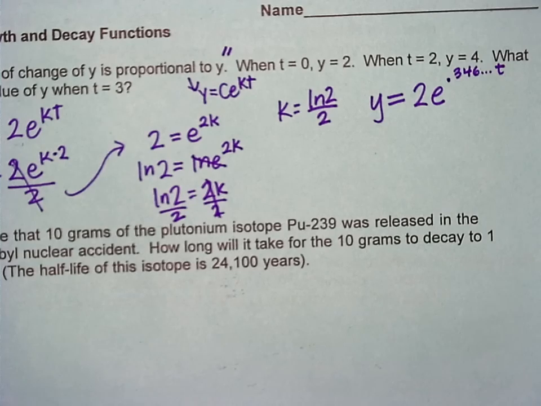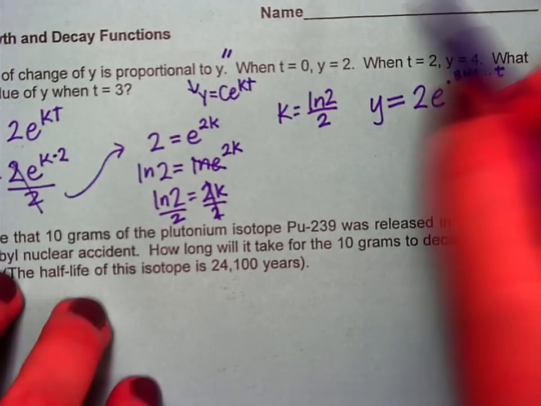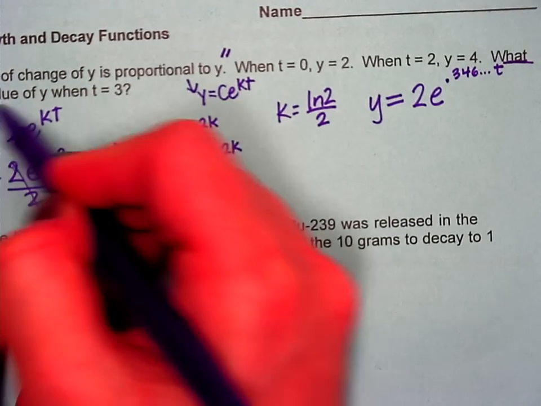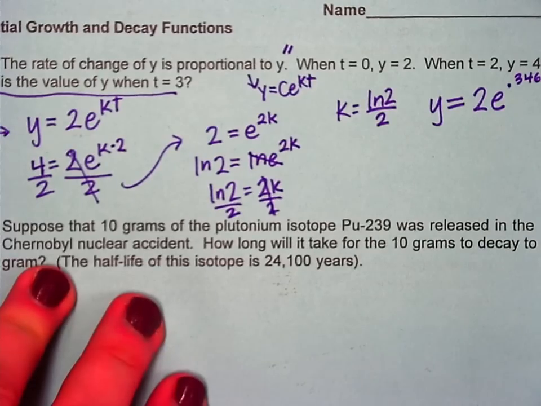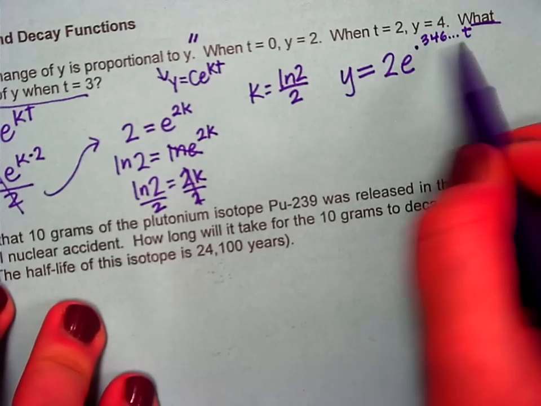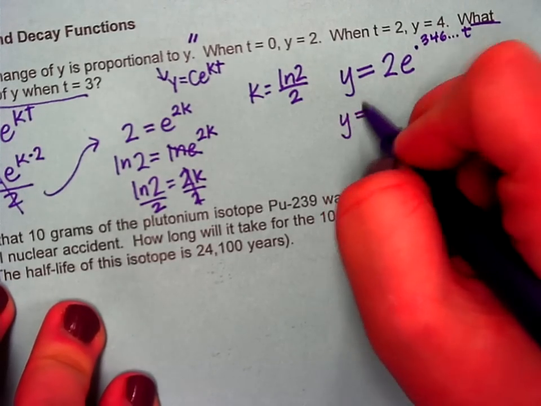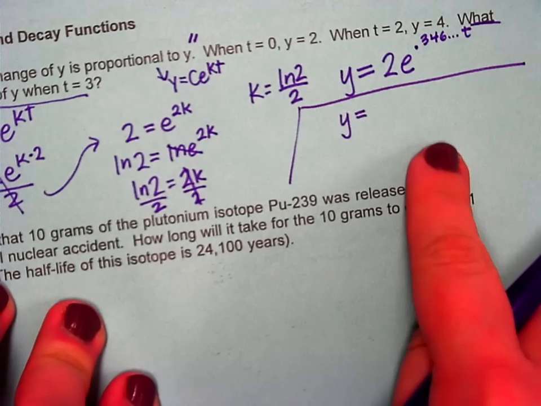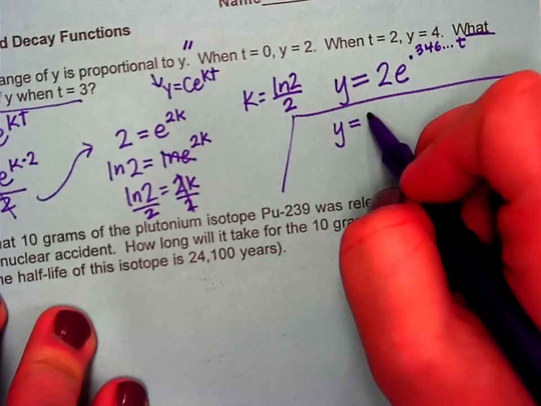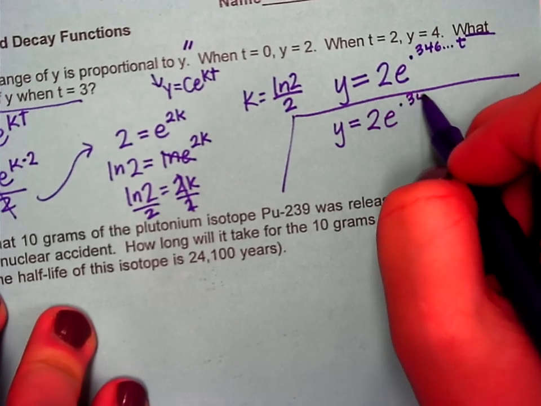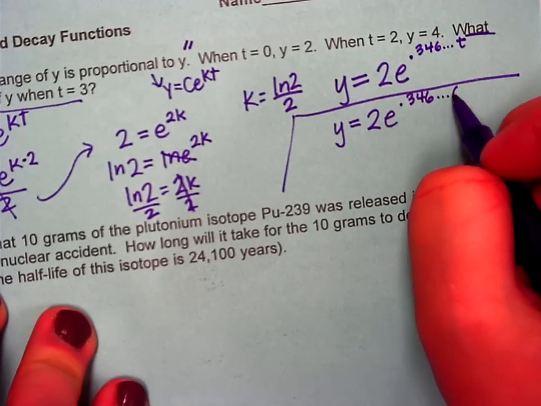Now I have to go in and do the second part. So the second part is answering this question at the end. What is the value of y when t equals 3? So I'm going to go ahead and use this function that I created and solve for y. Okay, so I'm going to just show that this is part 2, section it off there. So I have 2e to the 0.346 and then input the 3.